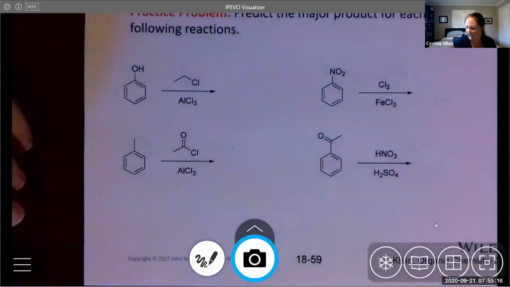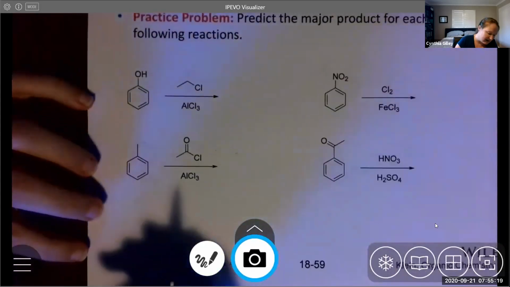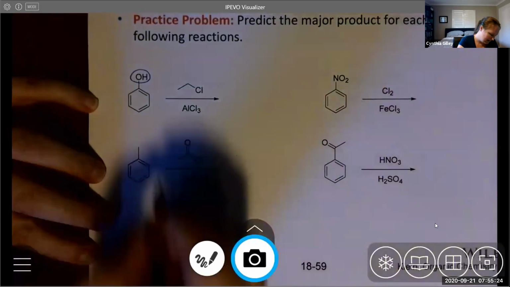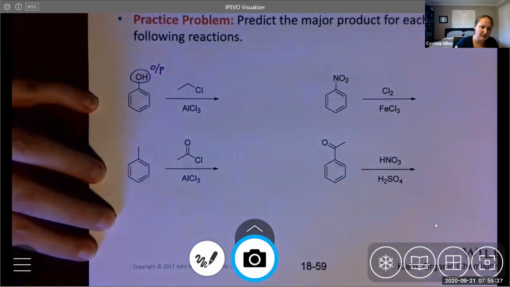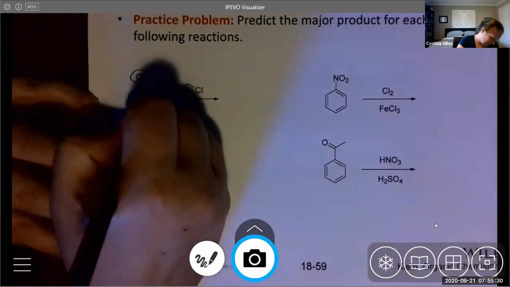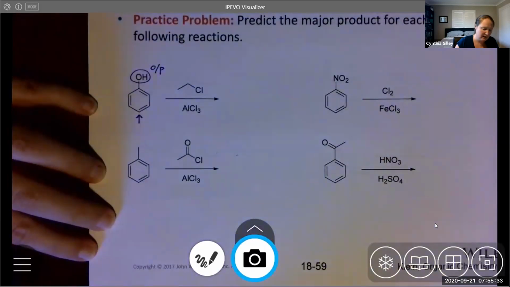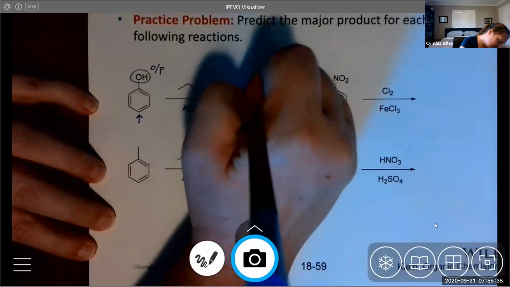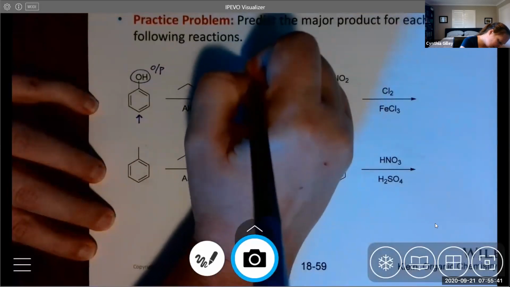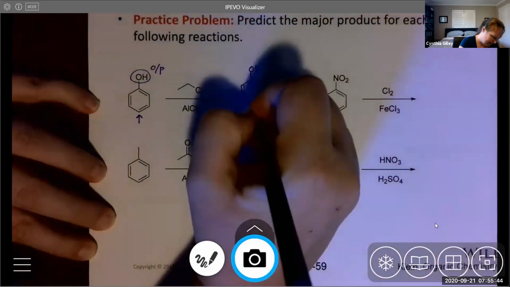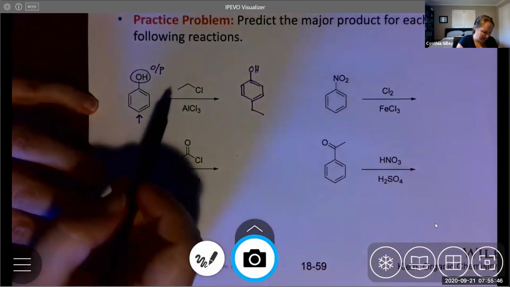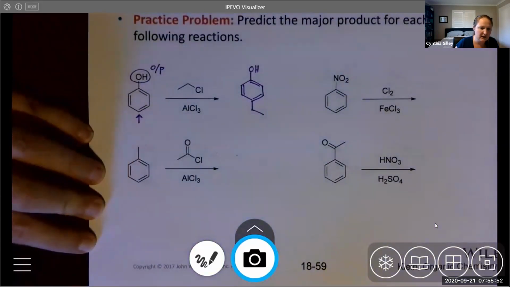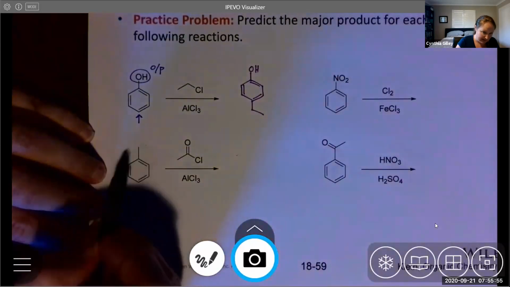Okay, let's go over the answers here. So the hydroxy group is a powerful activator, right? And an ortho-para director as a result. And it's going to direct para first, right, over ortho because the para position is available. So that means we are going to introduce our new electrophile and put it in the para position. Right, so we're going to add an ethyl group at the para position because we're doing a Friedel-Crafts reaction with ethyl chloride, alkylation reaction. Okay, what about toluene?